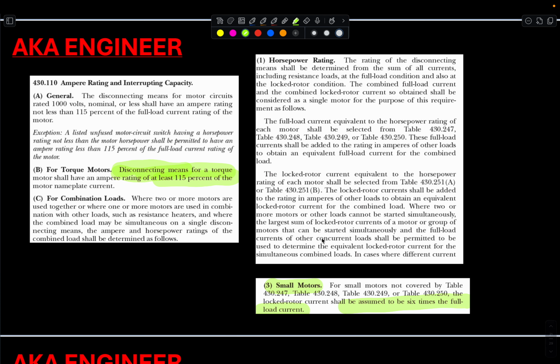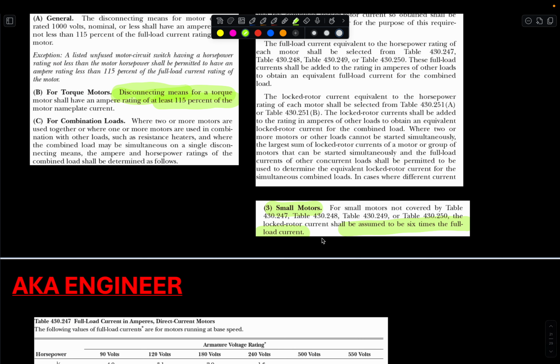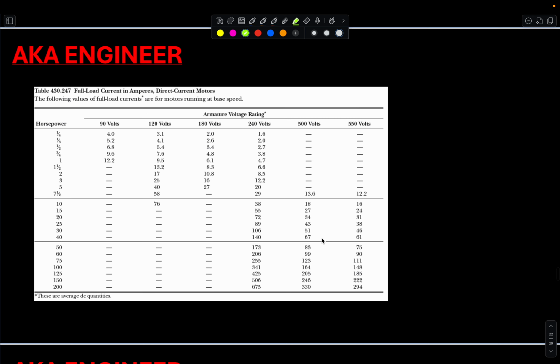Just know that Chapter 4, Section 430 is heavily focused on motors, and that's probably the main section that we're going to really focus on. There are other sections in Chapter 4 that we have to keep in mind. Honestly, the whole thing is important to go over and get familiarized with. But Section 430, specifically for motors, is the section that we really need to focus on.